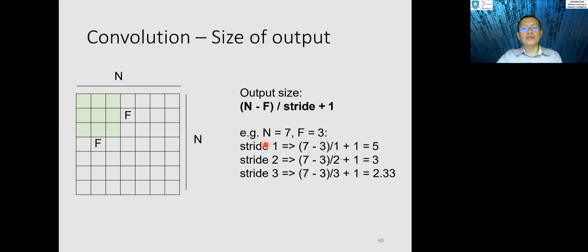So in our previous example, n equals 7, f equals 3. If we have a stride of 1, that's the default, then the output will have a size of 5 by 5. And if our stride is 2, our output will be 3. But if we have a stride of 3, we will not have an integer, instead we have a float number. So it cannot be applied unless we ignore part of the image of 7.